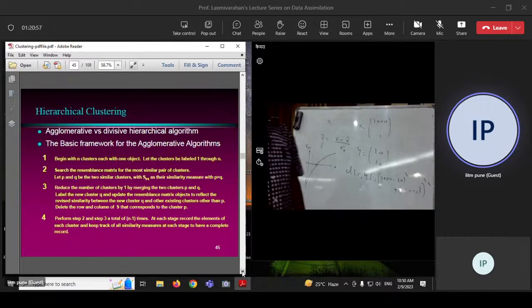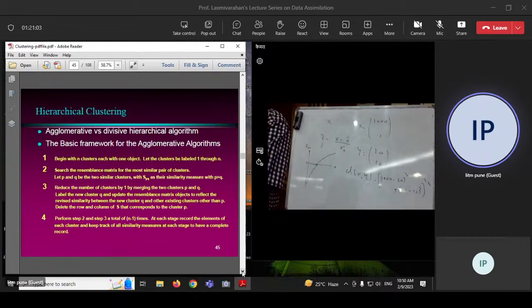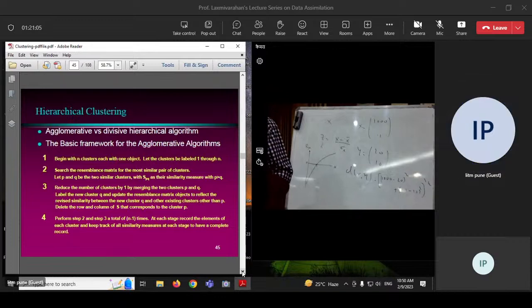Now perform steps 2 and 3 a total of n minus 1 times. Each time you are going to grow the clusters. Originally there are n clusters. I continue up until all of them are in one cluster. So what is the total number of iterations that is needed? Okay. So in n iterations, you should be able to do that.